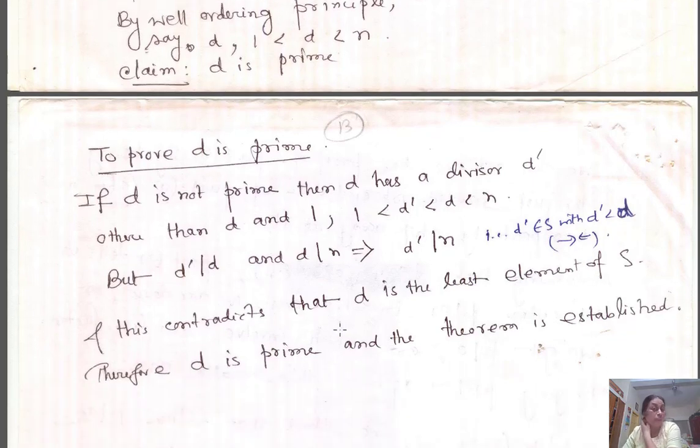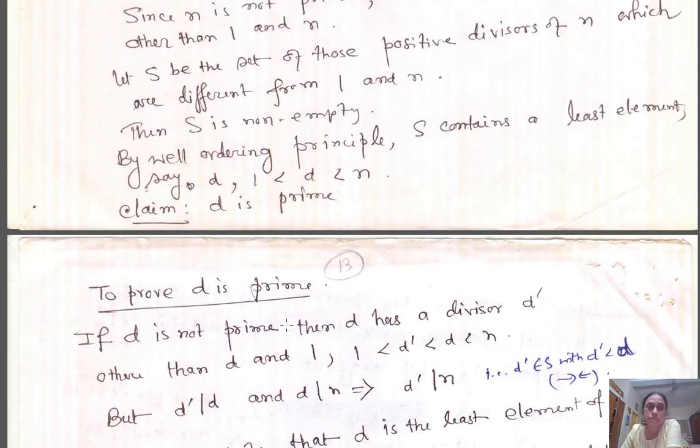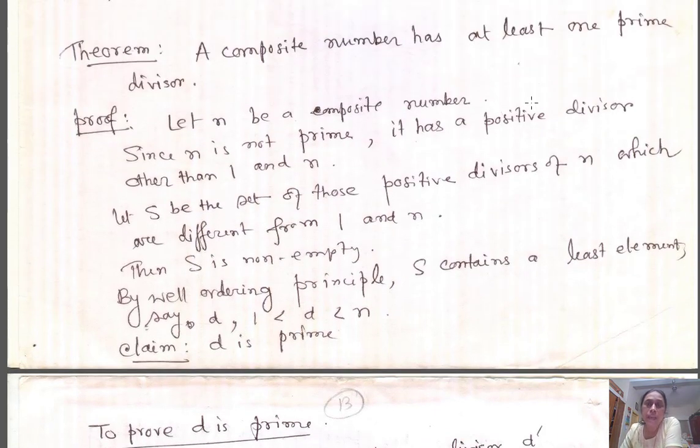So our assumption that d is not prime must be false. So d must be prime. Okay, so every composite number has at least one prime divisor.